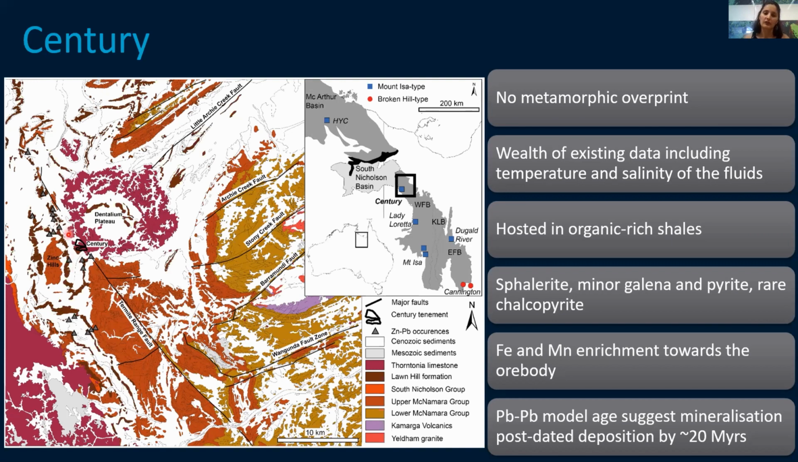Mineralization is hosted in organic-rich shales of the Lawn Hill Formation. It consists essentially of sphalerite, minor galena, little pyrite, and rare chalcopyrite. There is also a significant lack of pyrite and a very strong sideritic signature. Previous studies have shown there is iron and manganese enrichment towards the ore body.